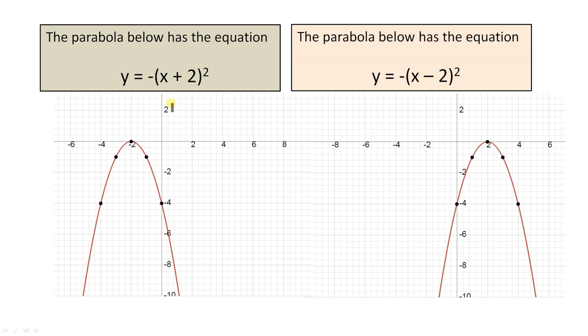The parabola below has the equation y equals minus outside of x plus 2 all squared. And here's the turning point and the vertex. This parabola here has the equation y equals minus outside of x minus 2 all squared, and here is the turning point and the vertex.